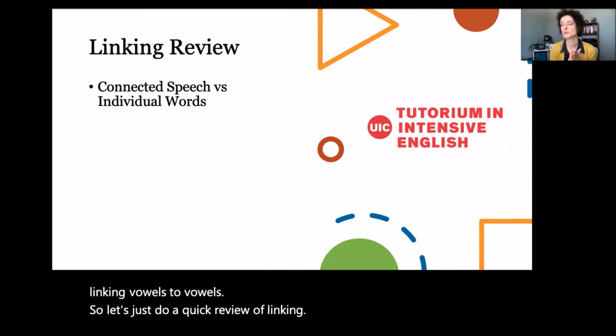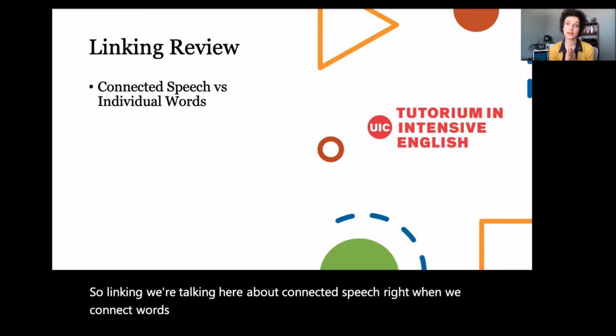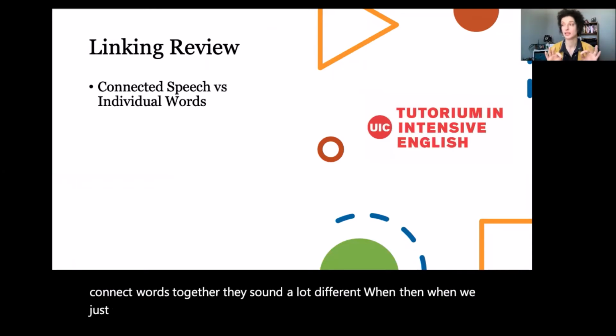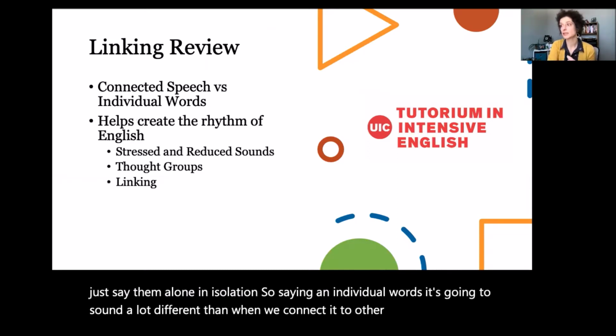So linking, we're talking here about connected speech, right? When we connect words together, they sound a lot different than when we just say them alone in isolation. So saying an individual word is going to sound a lot different than when we connect it to other words. Linking is part of rhythm.